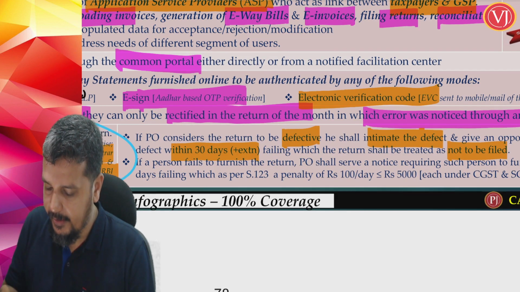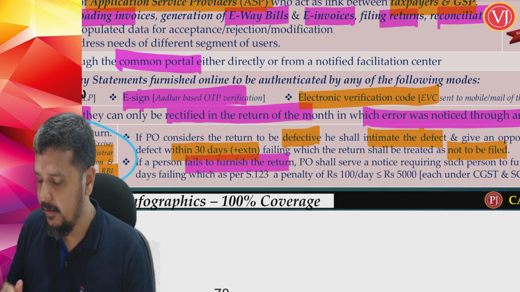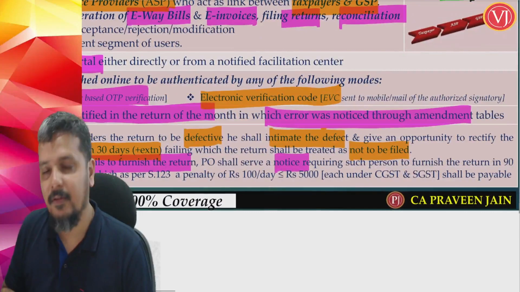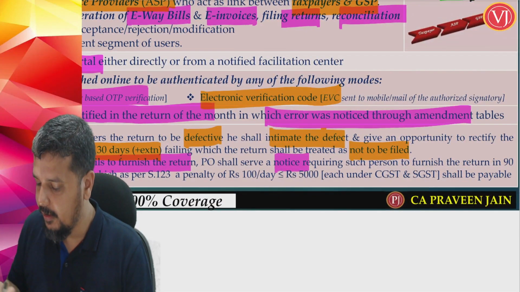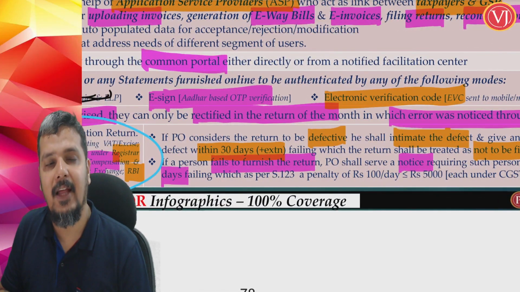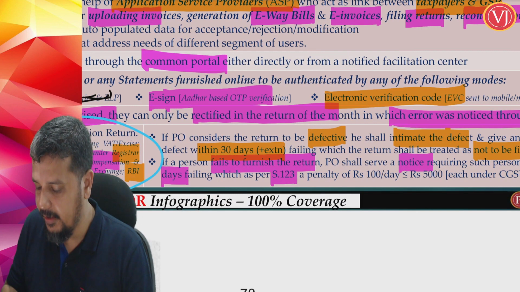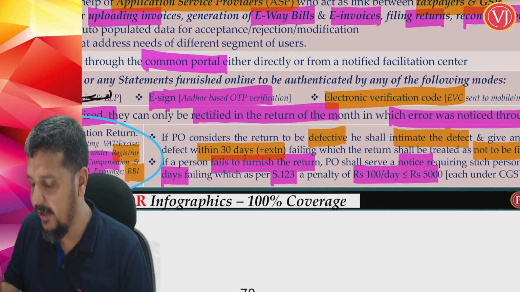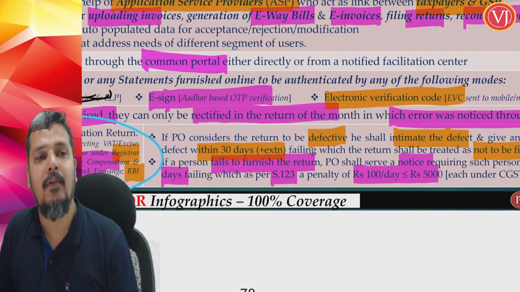If they fail to furnish the return, there will be a notice served by the proper officer, which will ask them to file the return within 90 days, failing which there will be a penalty under section 123 of rupees 100 per day subject to a maximum of 5,000. Rupees 100 per day subject to a maximum penalty of 5,000 for CGST and 5,000 for SGST. It shall be payable.